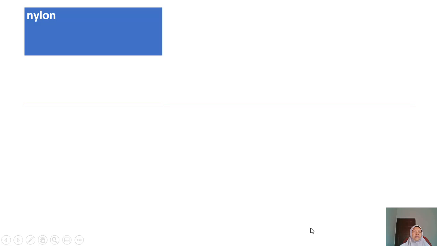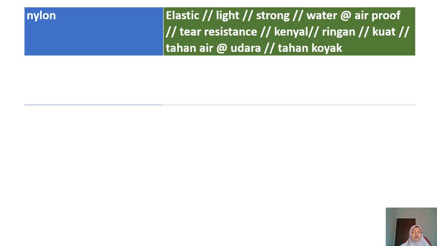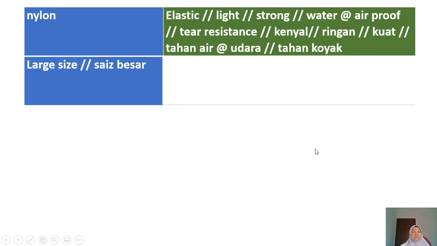Okay, next, the material. So we talk about the material. Just now we talk about the characteristic. So the material is nylon, elastic, light, strong, water, so on lah. Okay. Okay, last one is the size.